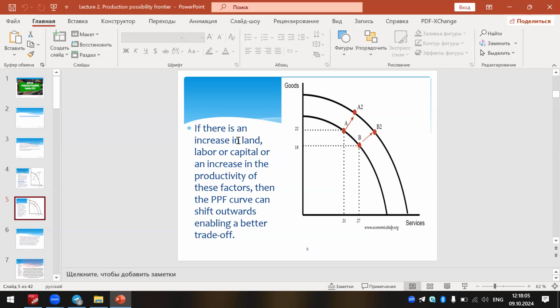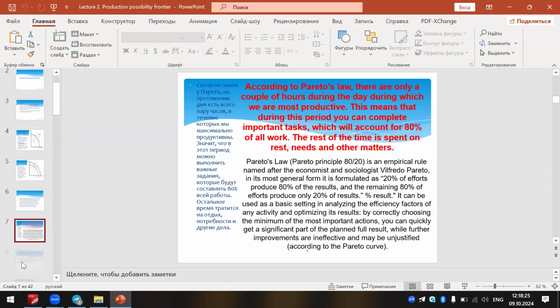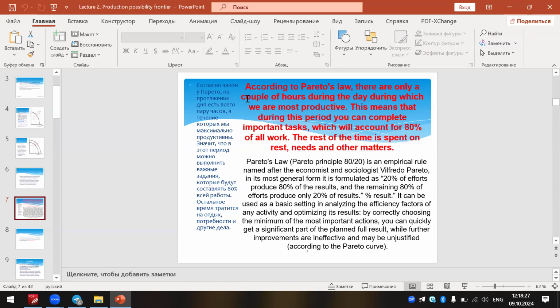So for example, if we produce cars, and we also have an advantage to produce potatoes, for example. So for example, we make it in Pareto. Pareto means here, according to Pareto laws, I give you an example, you have to understand. According to Pareto laws, there is only a couple of hours during the day which are most productive.